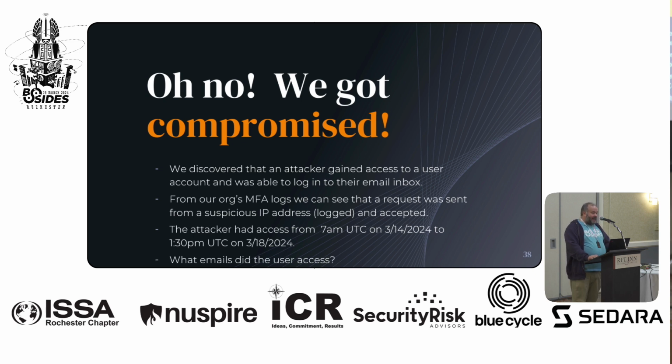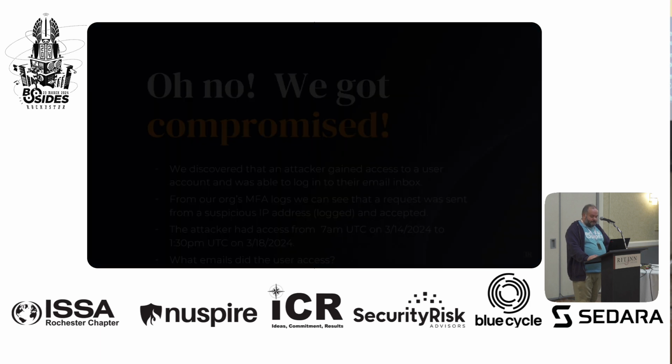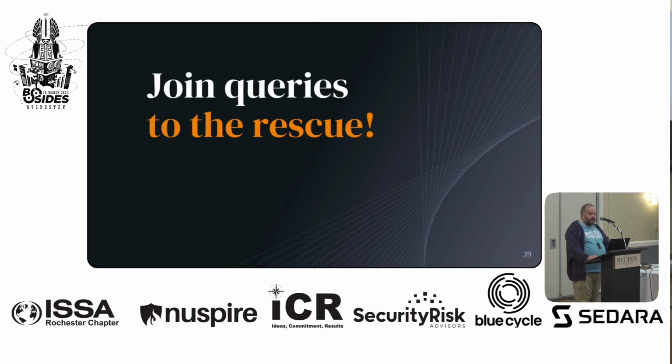What emails did the user access? Well, now we've got these logs, we can actually see that using join queries. Don't we love a good join query? The audit logs only identify the email by the internet message ID. The audit logs that you get from the API don't give things like subject lines. They only give you the internet message ID.